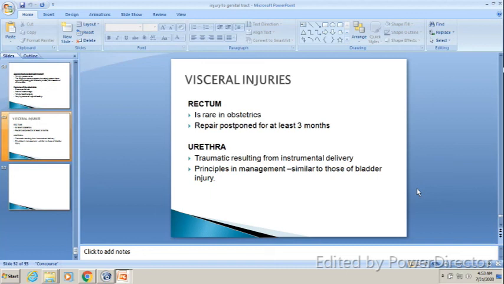Rectal injuries are rare in obstetrics. Repair is postponed for at least 3 months. Urethral injury is traumatic, resulting from instrumental delivery. The principle of management is similar to bladder injury: if it is immediate, you keep the catheter for 21 days, and if it is late fistula formation, then you have to repair after 3 months.